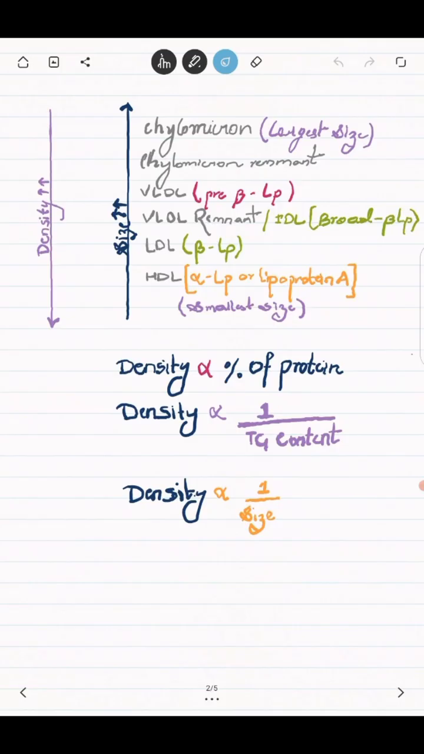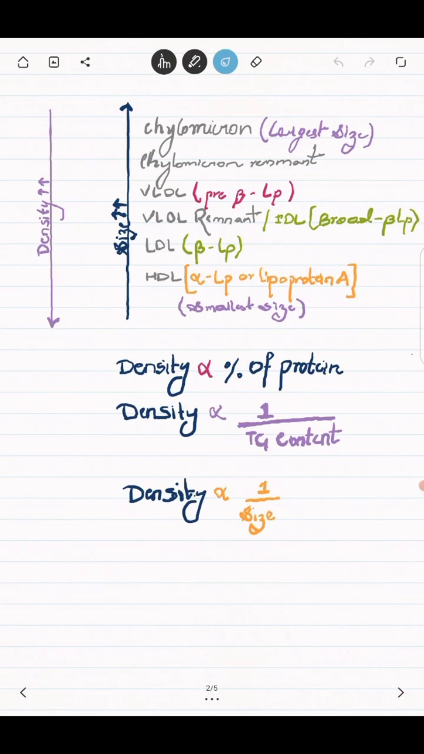Why does the density increase? Density depends upon the protein content of the lipoprotein. Density is directly proportional to the percentage of protein. I have written here, the more the protein content, the more the density, and the less the lipid present in the lipoprotein.